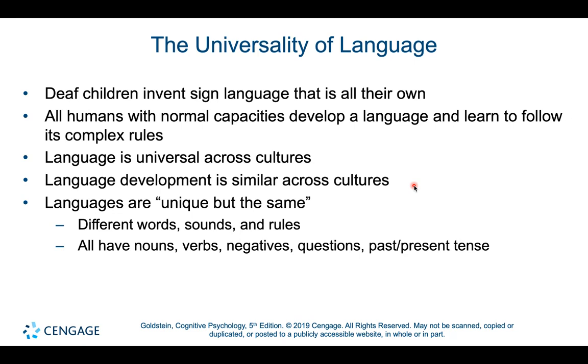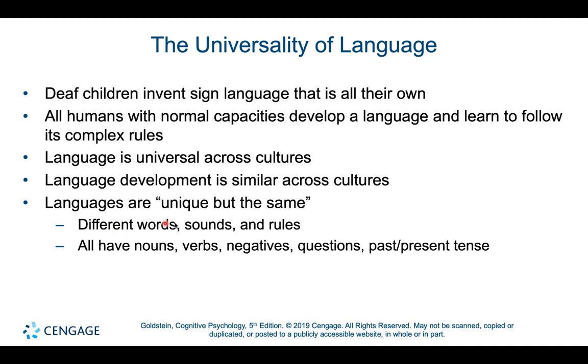Language development is similar across cultures, meaning the sequence and pattern of learning words, of learning grammar, of putting together 2 or 3 or 4 word sentences. These things are very similar across cultures, even if the language is not similar. And to that point, languages are unique, but follow these same structures.